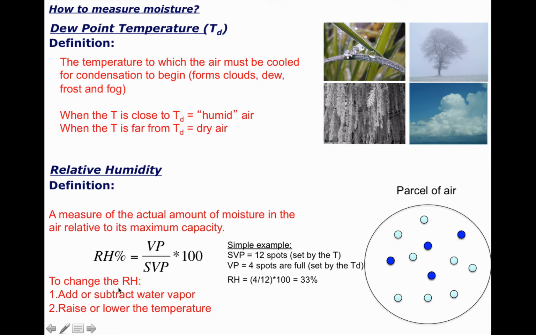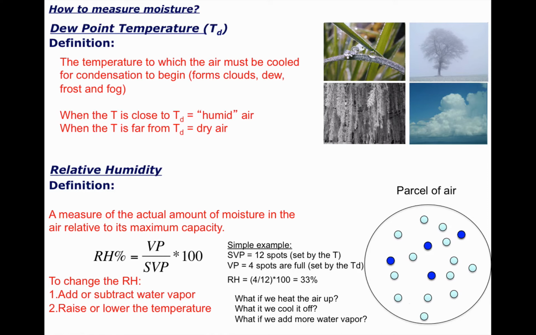Now, if I want to change relative humidity, I can do these things. I can heat up the air. If I heat it up, I basically provide for more spots. See that there? More spots for the water vapor to exist. If I cool it off, I get rid of those. If I cool it off, the relative humidity goes up. Warm it up, the relative humidity goes down.